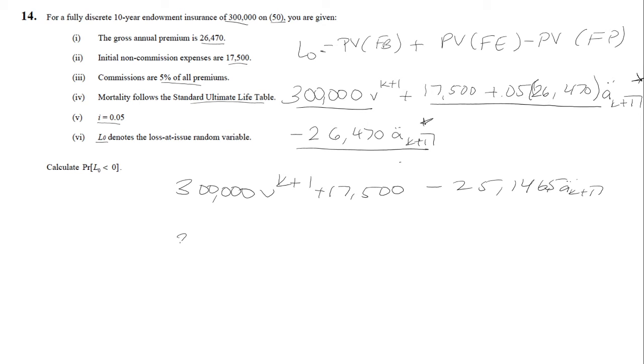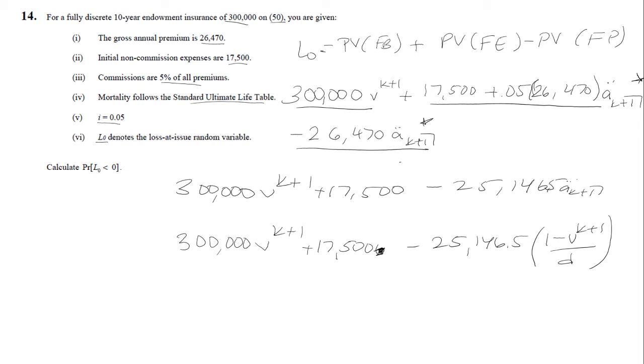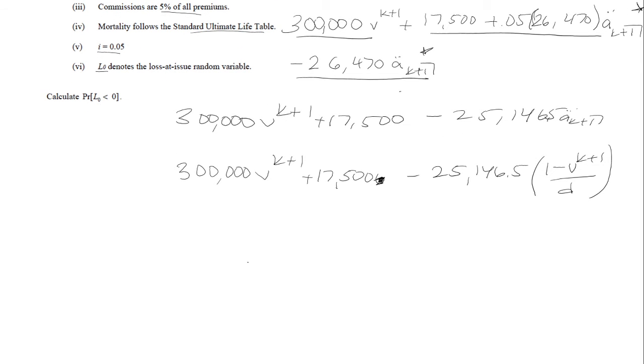And so we're going to break up the annuity due as 1 minus v to the k plus 1 over d. And then we can factor out the v to the k plus 1. So inside the parentheses would be 300,000 plus 25,146.5, and that's going to be over d, which d is i over 1 plus i, and i is just 0.05.